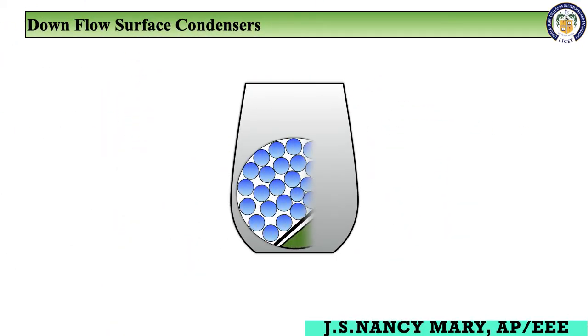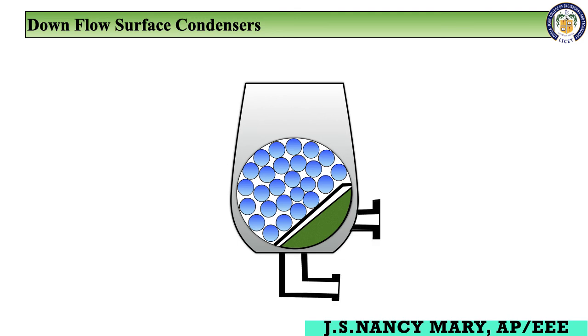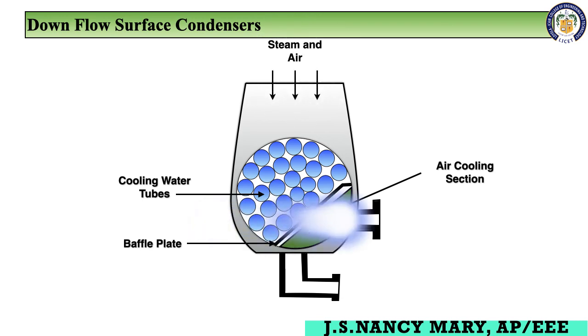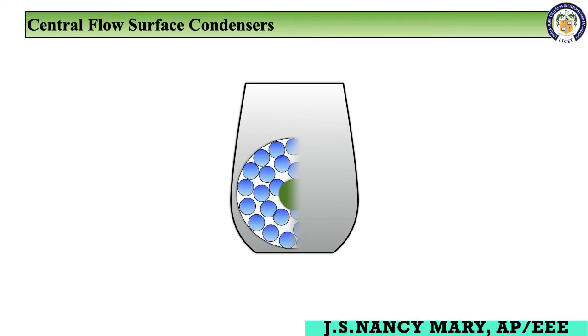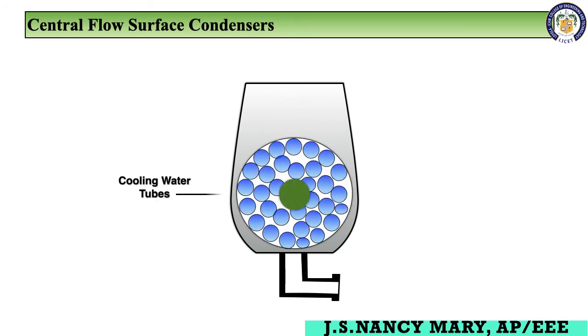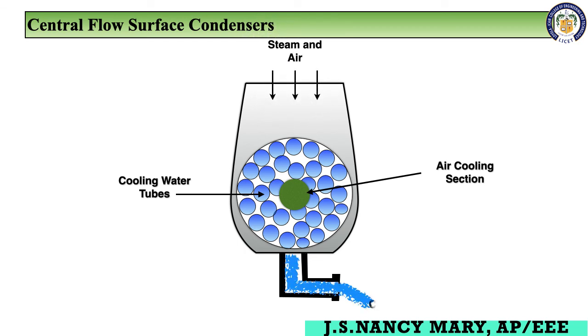In the downflow condenser, the blue color ones will be the water tubes. The steam is allowed to pass over them, whereas the condensate is collected and given to the hot well. Okay. Again, in the central flow system also, we have a center point as the cooling section. Here also the water tubes are present, and the steam is allowed to pass over them. The condensate is collected at the bottom. So this is your central flow condenser.